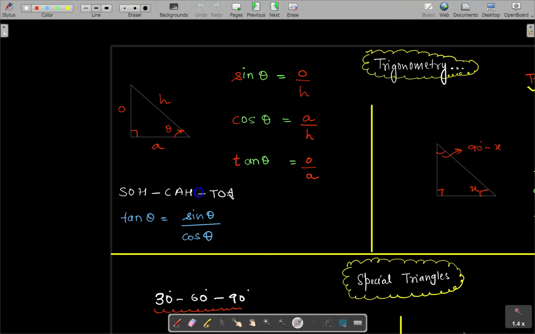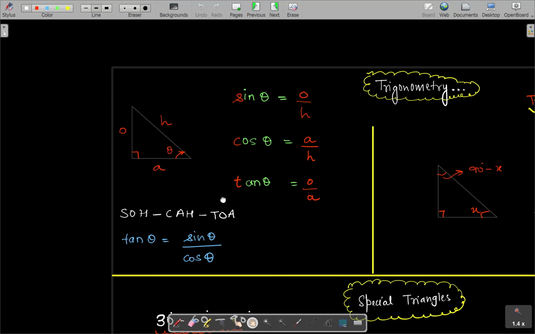It's called SOHCAHTOA, where S stands for sine, O and H is for opposite and hypotenuse, C for cosine, A and H for adjacent and hypotenuse, T for tangent, O and A for opposite and adjacent. One more thing that you should know is that tangent of any angle is also the ratio of sine of that angle to cosine of that angle.